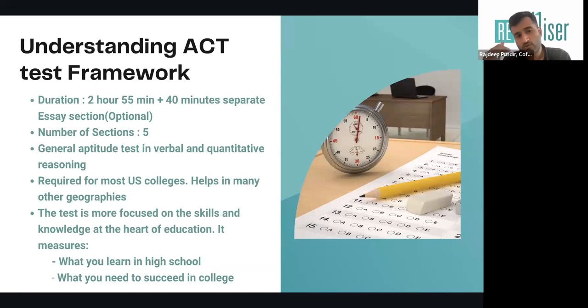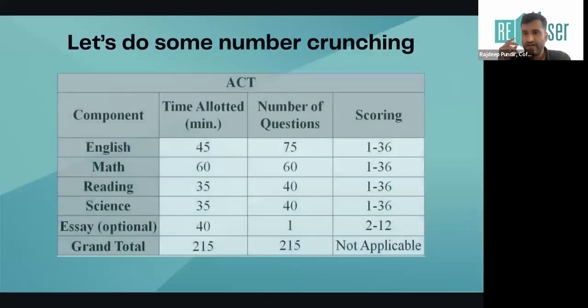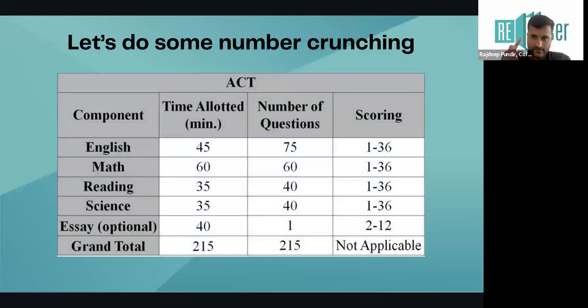But now let's talk about what are the other areas in the ACT which may not be very similar. The duration is 2 hours 55 minutes, which is different from the SAT. So this is a longer test. That's one of the major differences. There are a total of 5 sections as opposed to 2 in SAT, and it is obviously a longer exam. So these are some of the differentiating factors that you will encounter between SAT and ACT.